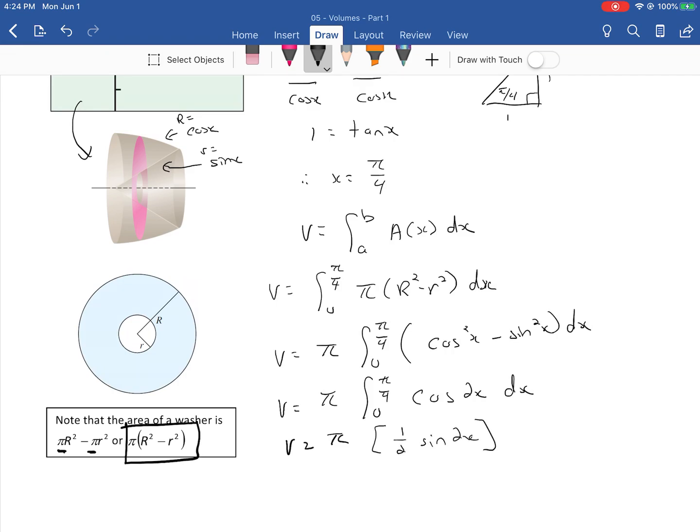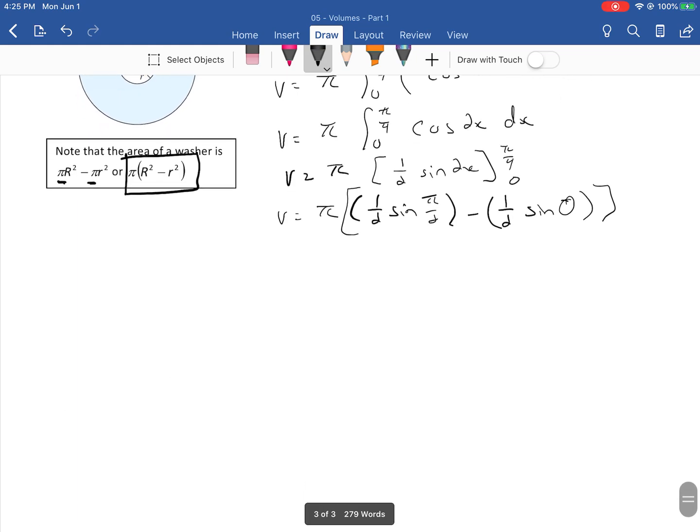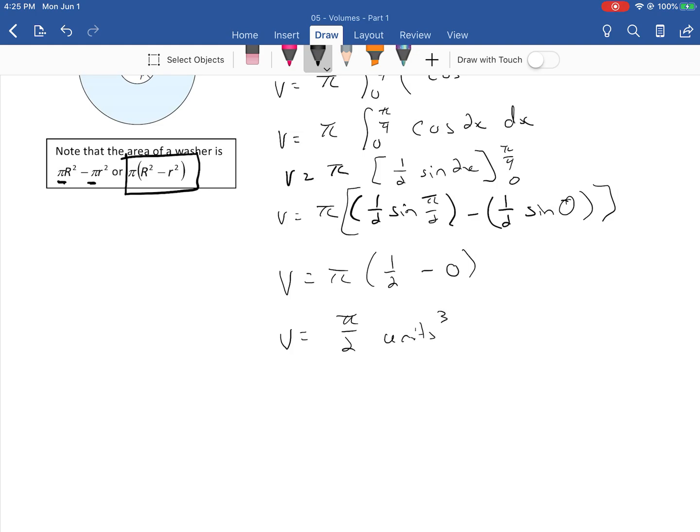Now, the integral of cos 2x, that's a little more under control. That's half sine 2x from 0 to pi over 4. Still got that pi out front, so my first bracket is 1/2 sine. Okay, 2 times pi over 4 would be 2 pi over 4. That's pi over 2. That's the first bracket. And then the second bracket is 1/2 sine 0 when I sub 0 in there. Let's see, first bracket, I get a sine of pi over 2 is 1. And so I get half of 1. So I get a 1/2. And then sine of 0 is 0, so that's a 0. And I'm all done. Pi over 2 units cubed.